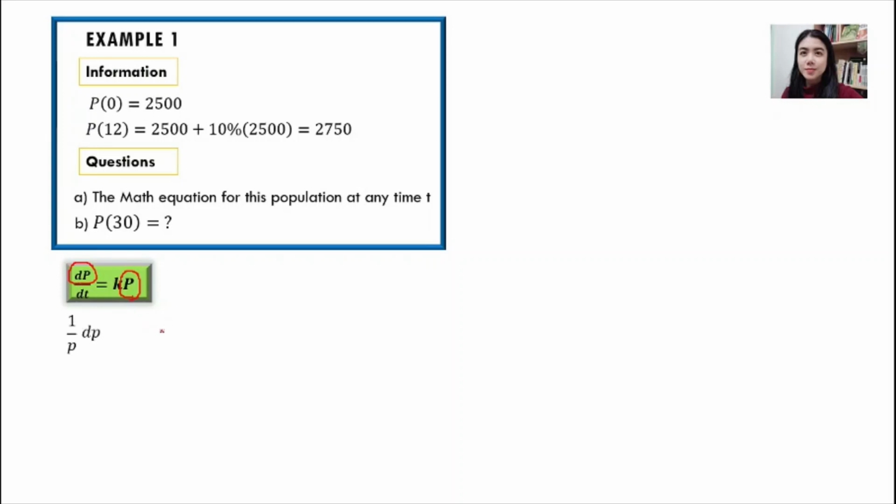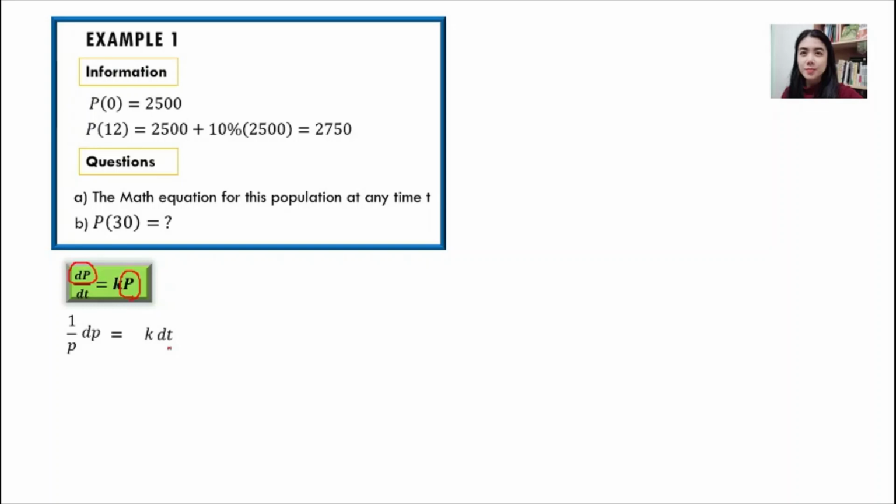How about the right hand side? On the right hand side, you have to bring the dt to the right hand side, just set it together with the k. We're going to keep the k at the right hand side, together with the dt. Once we do that, you can see that I basically have the variable P with the dP at the left hand side, and I have the constant k with the dt at the right hand side. So you have two different parts.